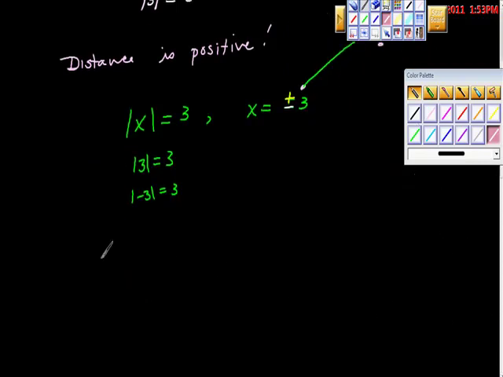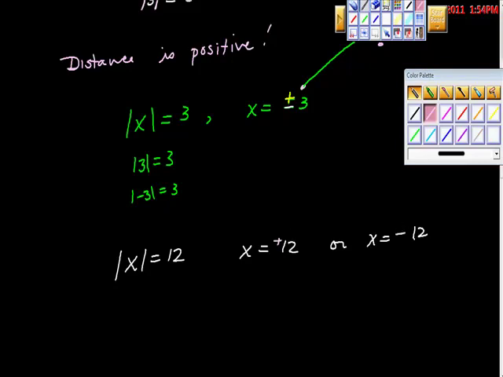Let's try this one, will you? What if I said this? The absolute value of my number x is equal to 12. Well, what are the two solutions? What two numbers are 12 units from 0? And of course, the answer is x is equal to 12 or x is equal to -12. Right? So x is equal to +12 or x is equal to -12. And another way you could have written that is x is equal to plus or minus 12. All right?